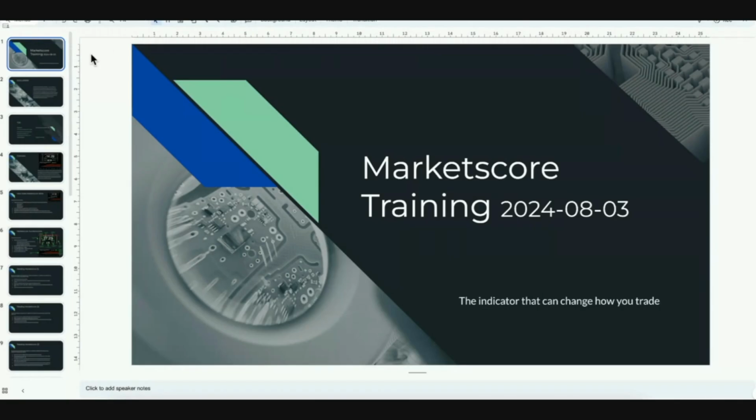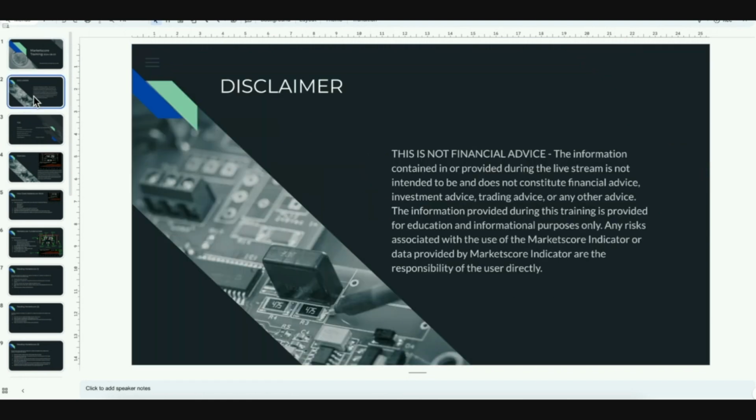Welcome to Marketscore training. I'm going to go through a fair amount of what Marketscore is and how it works before we get into the details of actually how you use it for trading. For the most part, it should cover any questions you guys have, but I will be allowing for questions toward the end.